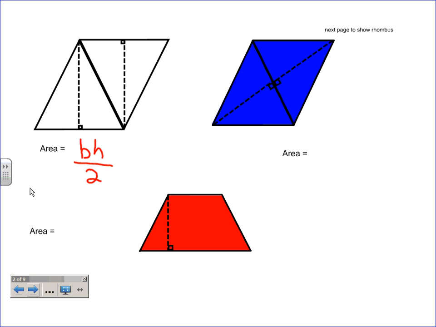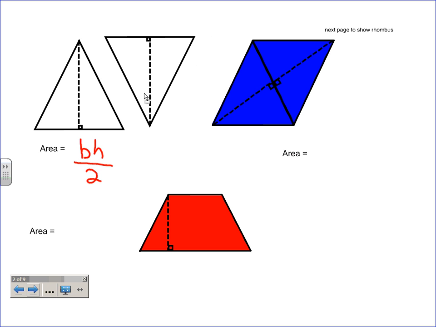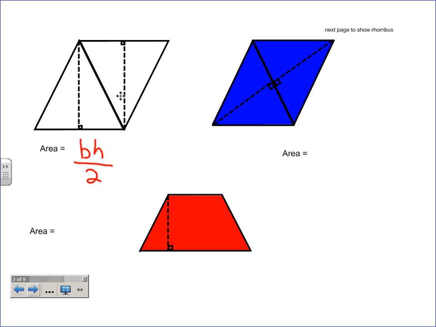Parallelogram, agreed. The area of that's base times height, agreed. How much of it do I have? Half of it. That's why it's base times height divided by 2, because you actually have half of it. And did you notice that the height ended up being the same both ways? Whichever dotted line you want to use there, it's still the height, right? So that's why it's base times height divided by 2, not just because. All right, so keep that in mind.